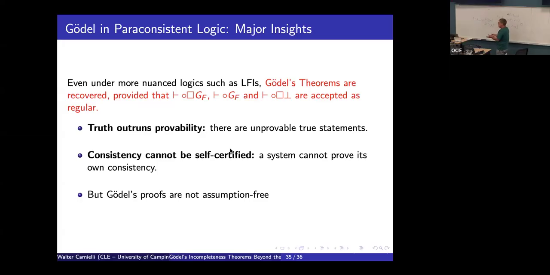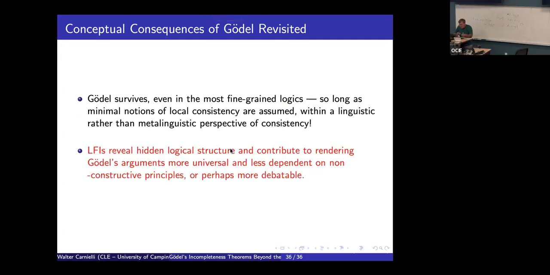I could try to do the same with another logic, let's say Johansson's logic, the simplest Johansson logic, which is at the same time intuitionistic and paraconsistent. I could do it, I don't know, but I could try. That's another possibility, another paper, another project. So, the conceptual consequence, according to my point of view: Gödel survives even in the most fine-grained logics.